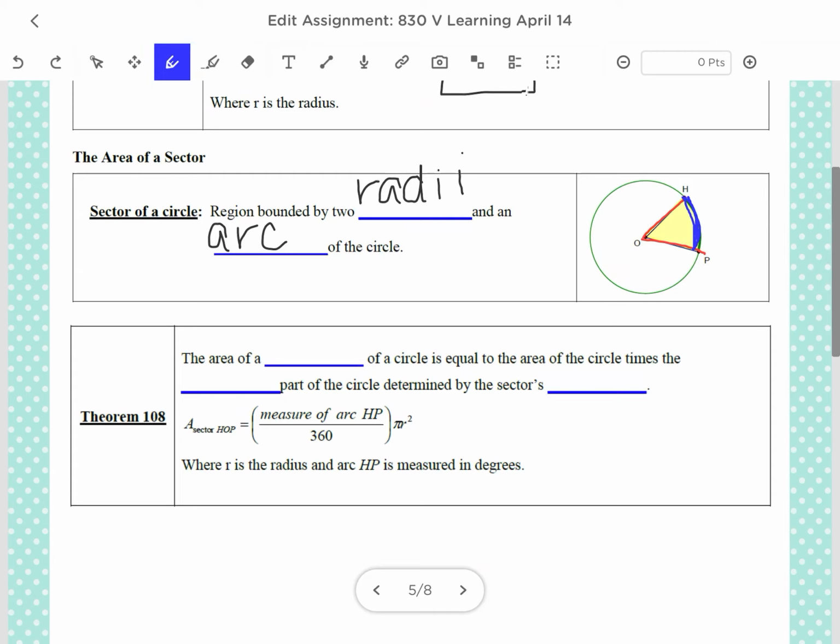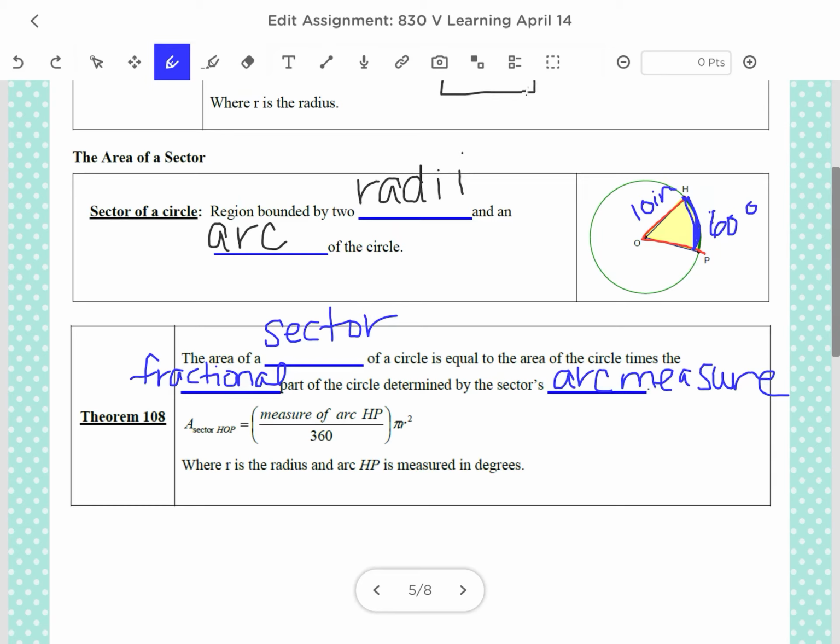So there is a formula for it. The area of a sector of a circle is equal to the area of the circle times the fractional part of the circle that is determined by the sector's arc measure. So you're going to take the measure of the arc. We'll look back at the example above. Let's say that this arc here was a 60-degree arc, and let's say the radius was 10.